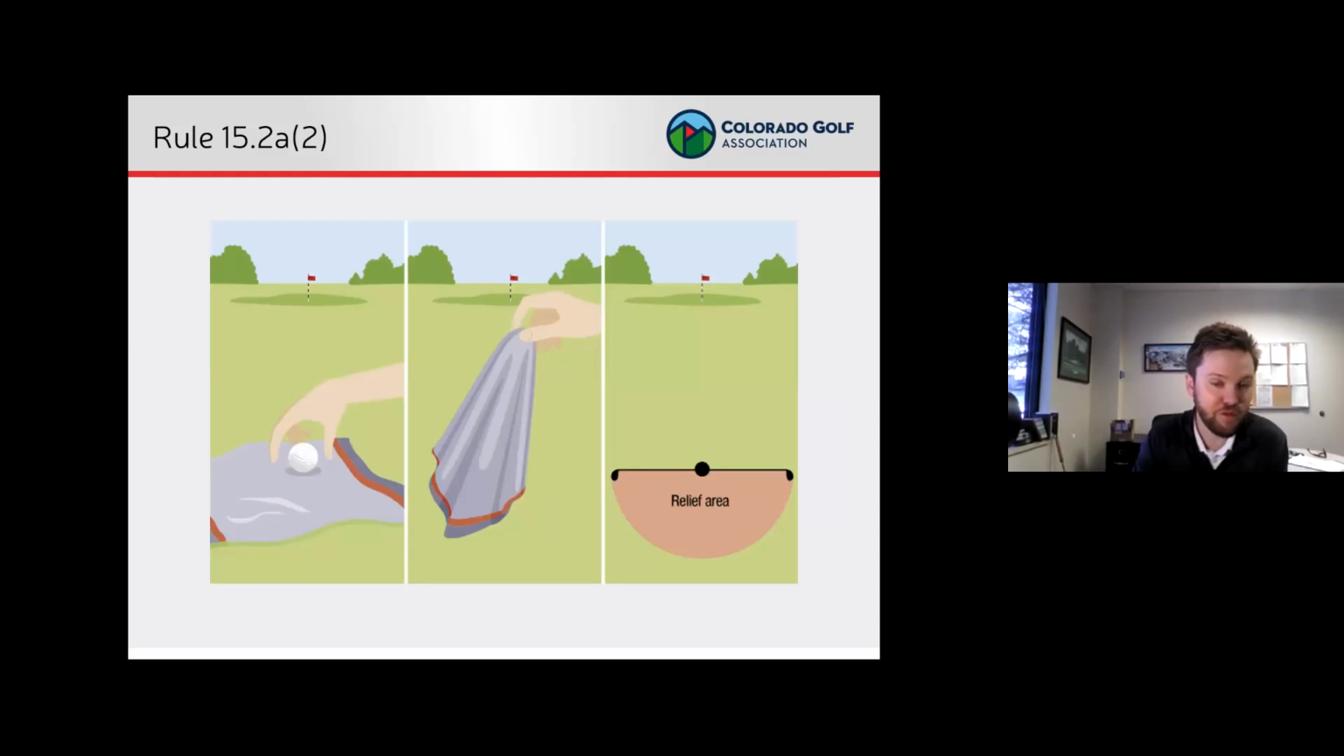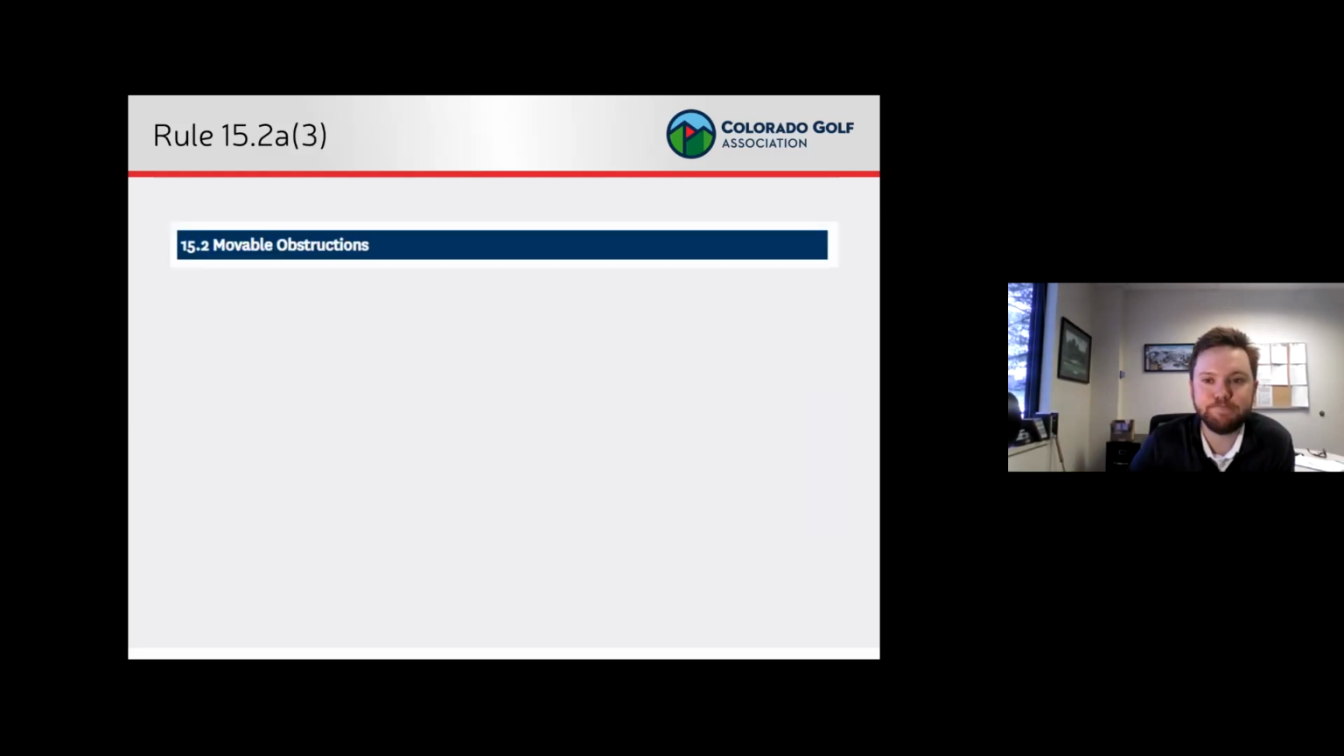Lift or remove the movable obstruction, and then drop that ball or another ball in that very wide relief area. So for a ball on a towel there, you've got a big area where you can redrop that ball. So if it's in a not great area, find a better piece of grass within that club length or where the ball is and drop it there. Use the rules to your advantage in that case.